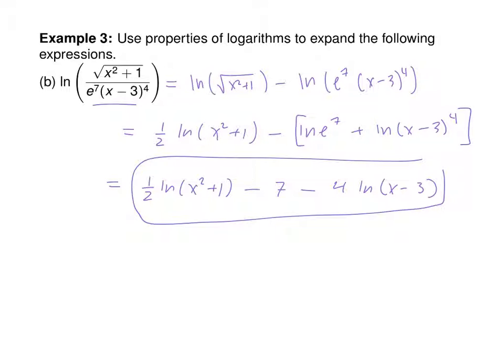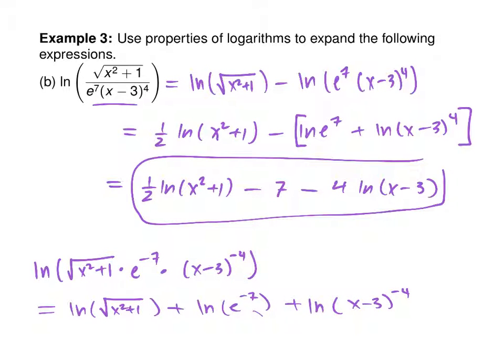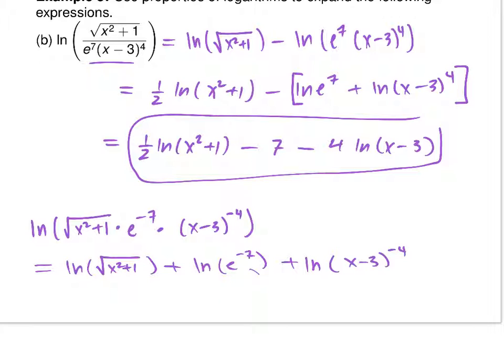Just to make it totally clear what I mean by the negative exponent thing, I could have taken the original thing and written it as ln of the root times e to the negative 7th times x minus 3 to the negative 4th. Does that make sense? And then because they're all multiplied, that would become ln of the first thing plus ln of the second thing plus ln of the third thing. And then what happens when you pull the exponents down, and do the cancellations? You get the same thing as before, right? If something came from a denominator, when its power is pulled down, it should be negative.